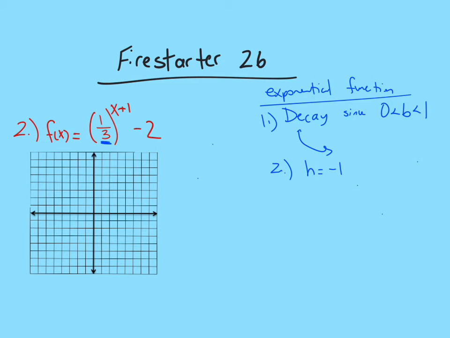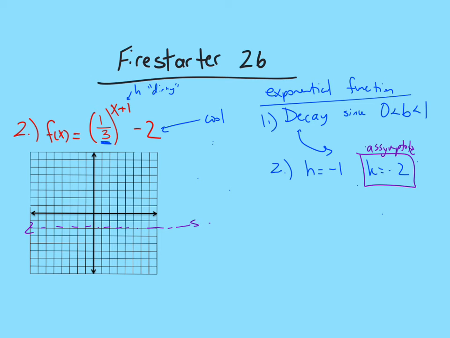H is -1. Remember, that's your H, and it's a dirty H. K is -2. He's cool. Right? Remember, my asymptote is going to be at the line y equals -2. So I'm going to go down to -2 and put a dotted line.